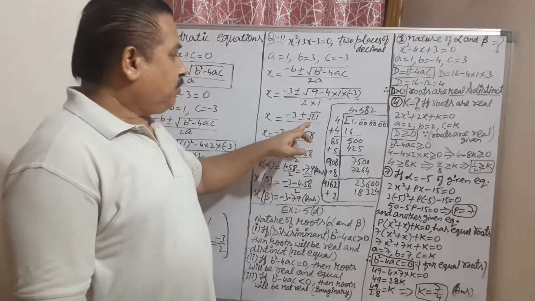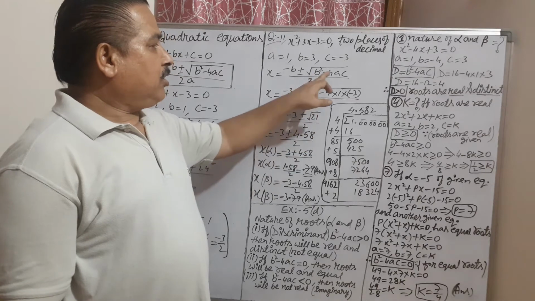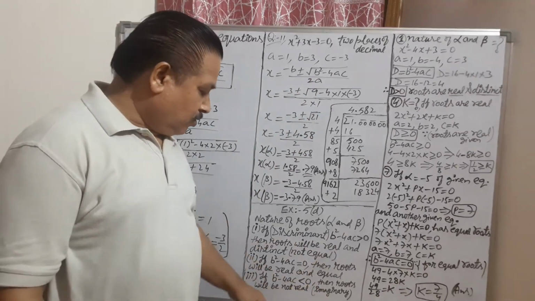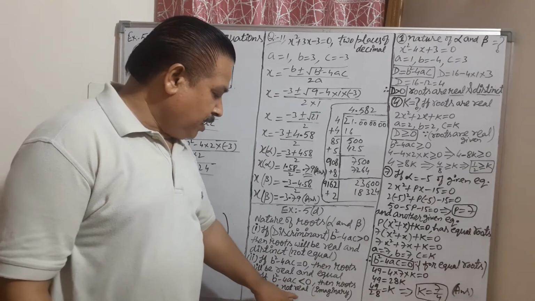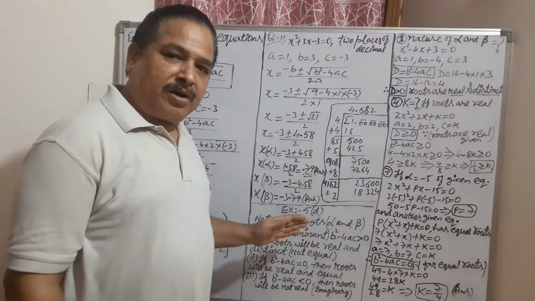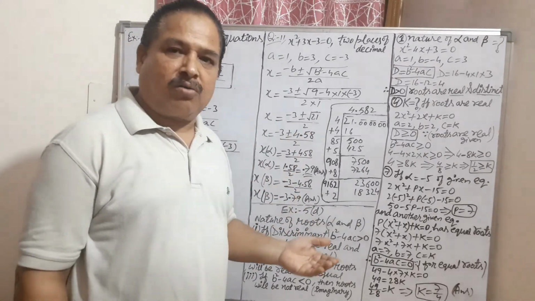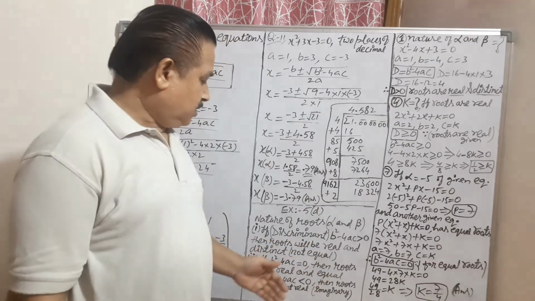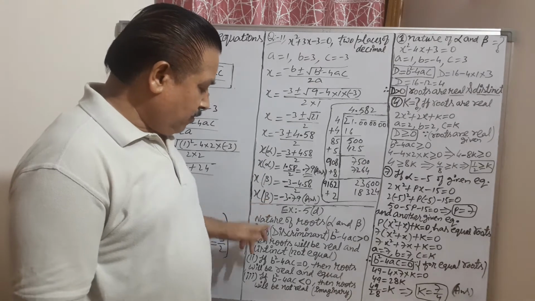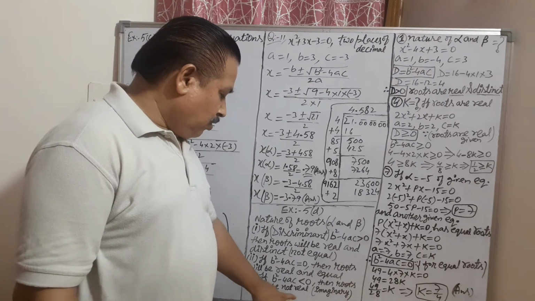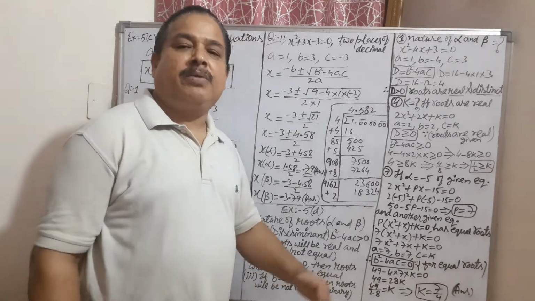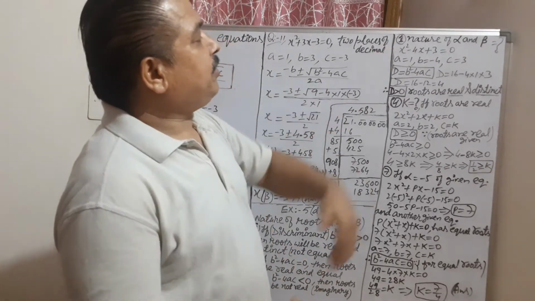Third rule, if b square minus 4ac is less than 0, less than 0 means negative number. Suppose this part is coming minus 21, negative number, less than 0, then what will be the condition? Roots will be not real. This will not come as any proper number because we cannot find the root of any negative number. That is why we cannot find proper value of alpha and proper value of beta. So roots will be not real, roots will be imaginary.